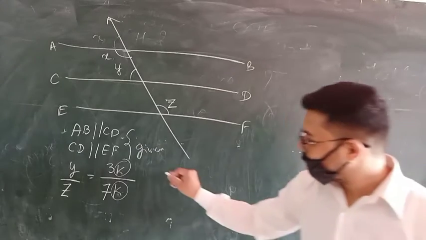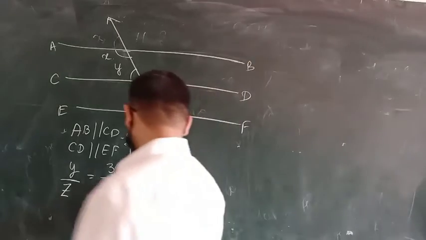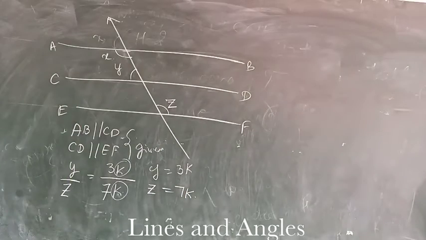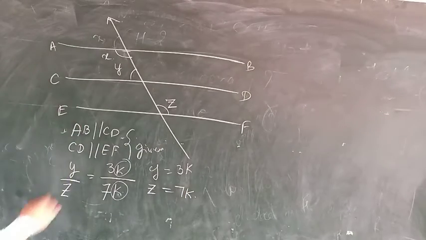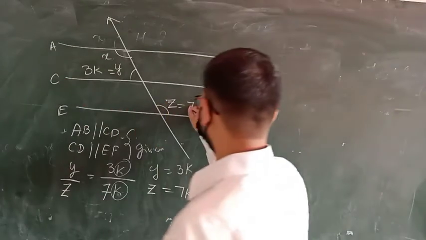Now you can write the value of Y is equal to 3K and the value of Z is equal to 7K. Any doubt in this? So in place of Y I can write 3K and in place of Z I can write 7K.